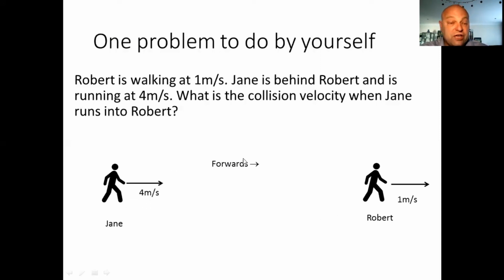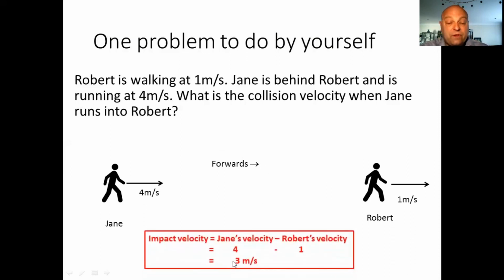The collision velocity when Jane runs into Robert, well, that's quite easy. It's Jane take away Robert, 4 take away 1 is 3 meters per second. Again, unit is very important. If you've got that right, well done.